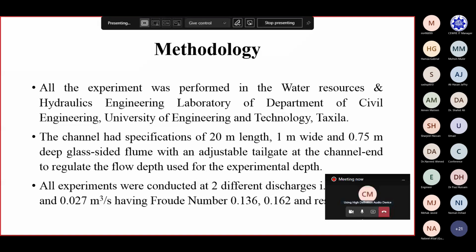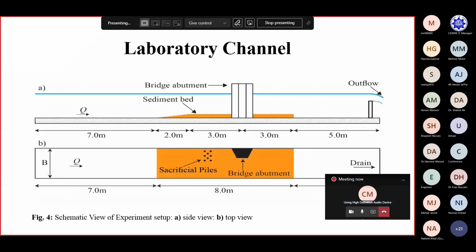Methodology. All the experiments were performed in the Water Resources and Hydraulics Engineering Laboratory of the Department of Civil Engineering, UET Taxila. The channel was a 20-meter long, 1-meter wide, and 0.75-meter deep glass-sided flume with an adjustable tailgate at the channel end to regulate the flow depth. All experiments were conducted at two different discharges, 0.023 and 0.027 cubic meters per second, having Froude numbers 0.136 and 0.162 respectively. This is a schematic view of the laboratory channel: the bridge abutment is placed in the middle of the channel and sacrificial piles are placed upstream of the bridge abutment.